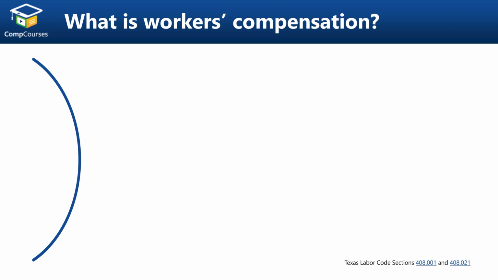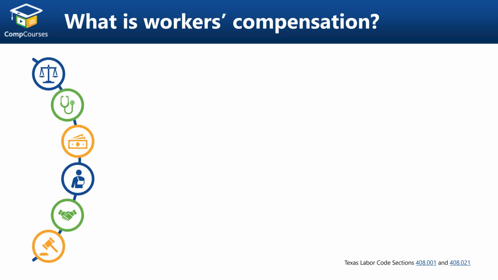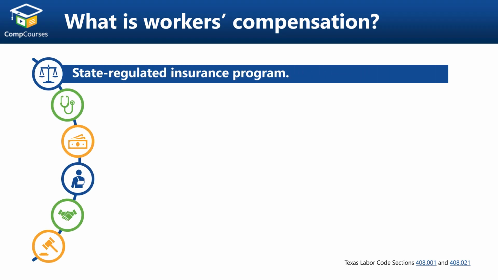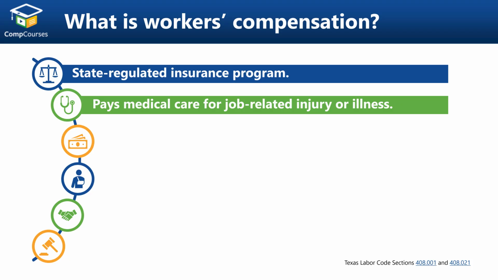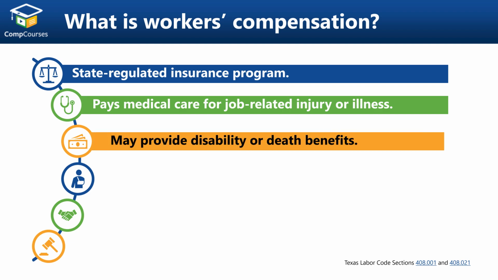So what is workers' compensation? Well, workers' compensation is a state-regulated insurance program that covers employees who are hurt or get sick because of their job. It pays for medical care, part of lost wages, and other benefits. Some of these benefits may also be death benefits, which is a benefit for dependents when a worker dies from a job-related illness or injury.